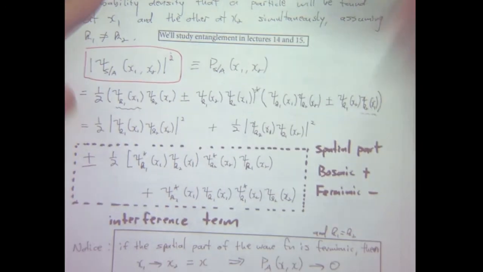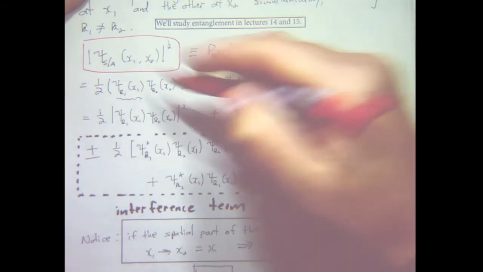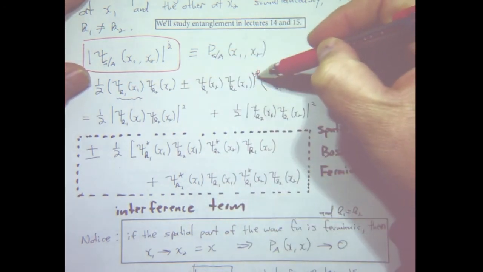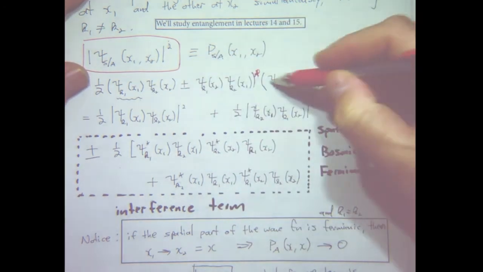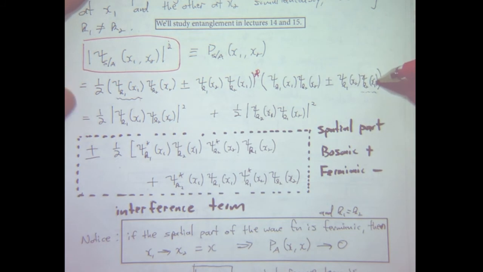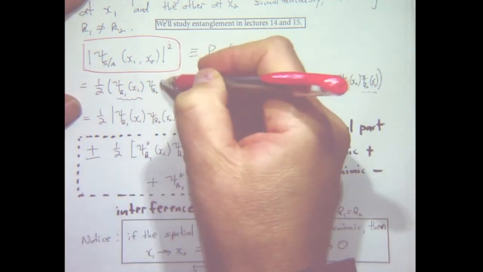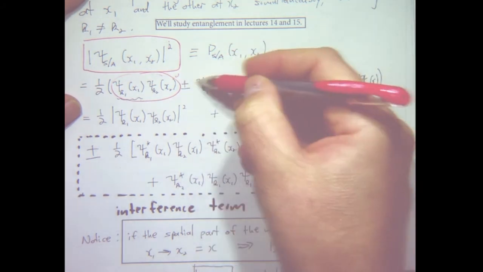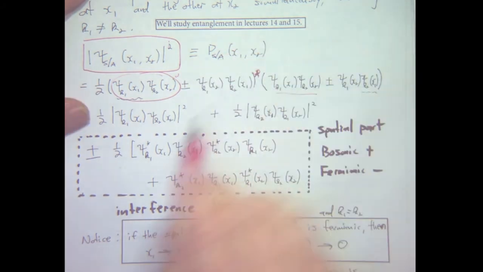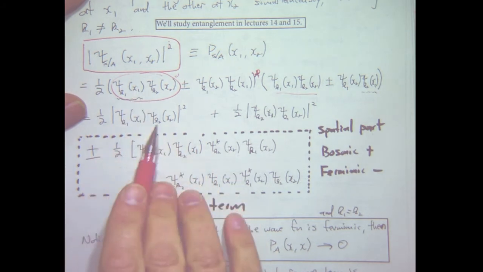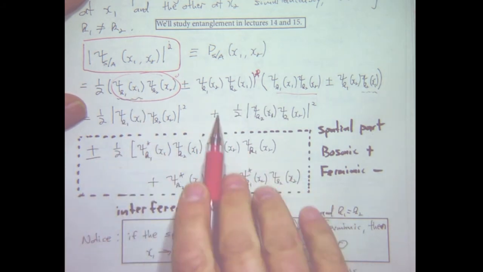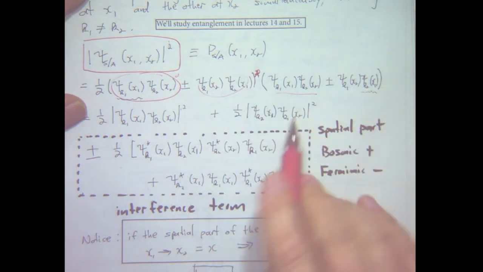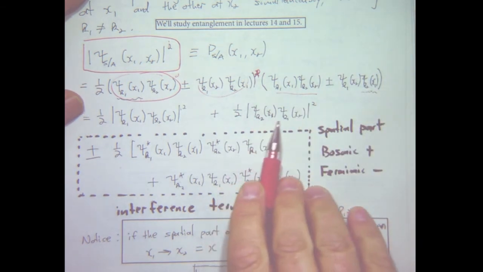So the modulus squared is this, there it is, this plus and minus complex conjugate times itself. So that's this complex conjugate times that, which is the modulus of that squared, plus this complex conjugate times that, which is the modulus of that squared.